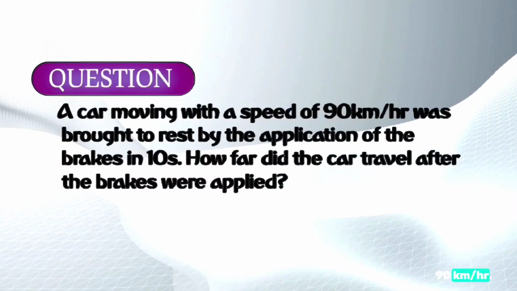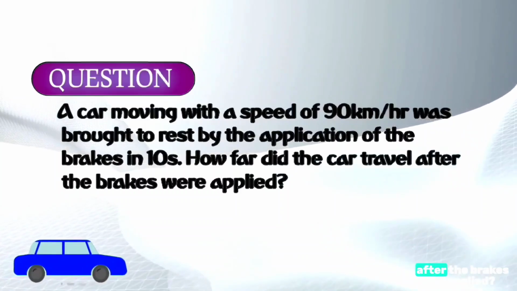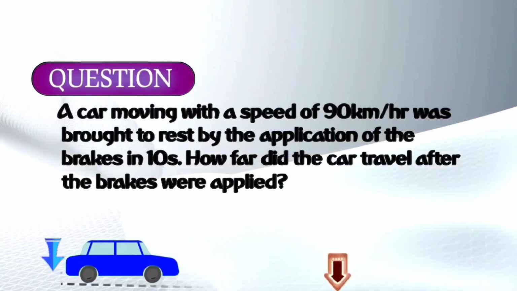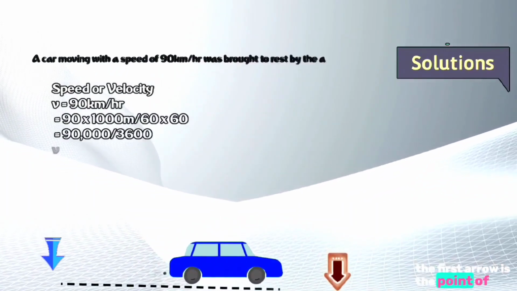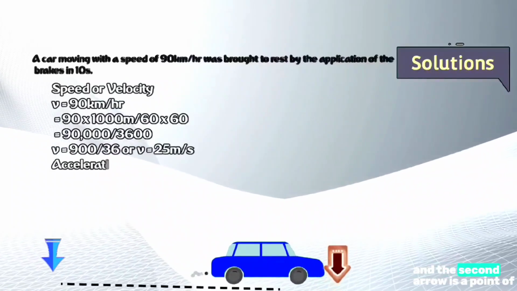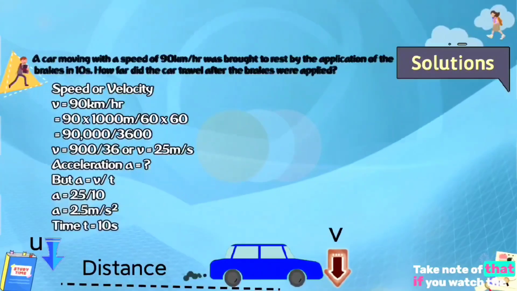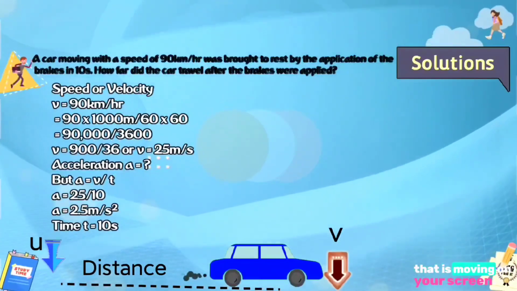Hence, our V is equal to 90 kilometers per hour, since speed is mentioned, and speed is the same thing as velocity. And it was brought to rest by the application of brakes in 10 seconds. So our time is 10 seconds. How far did the car travel after the brakes were applied? If you look at this question, the first arrow is the point of origin and the second arrow is the point of termination, if you watch the car moving on your screen.